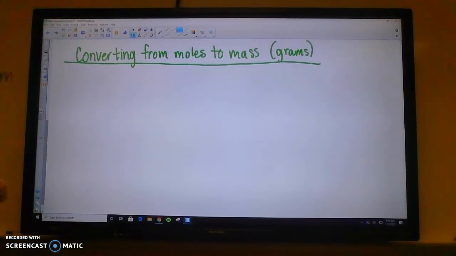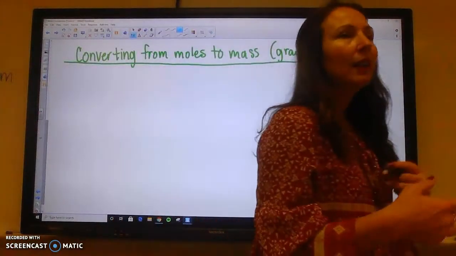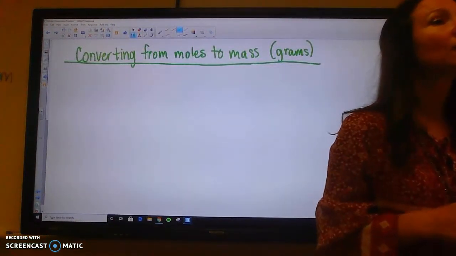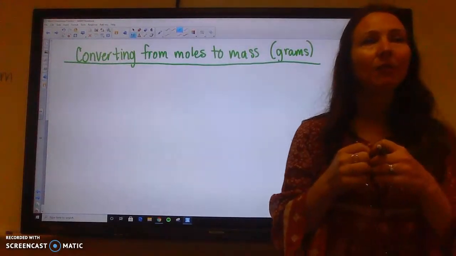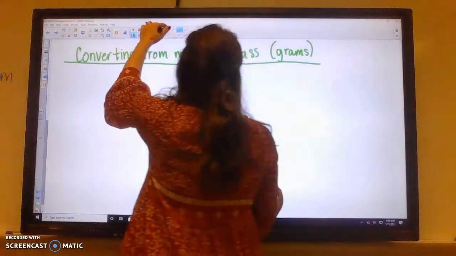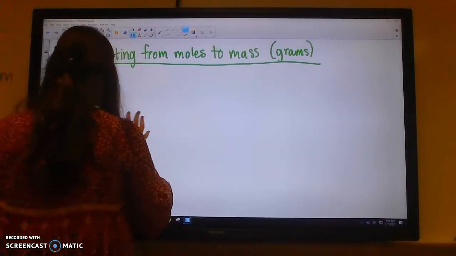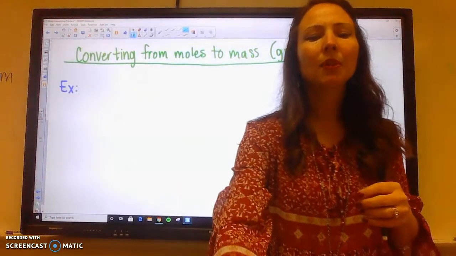All right, so we're going to be converting from moles to mass and vice versa. Now we're not dealing with particles, and so it is not going to use Avogadro's number. It is going to use the molar mass. So now we'll need the periodic table. Okay? So let's look at an example for how this is worded. And then at the end, we're going to do a couple.